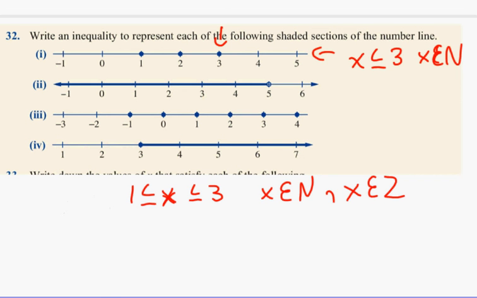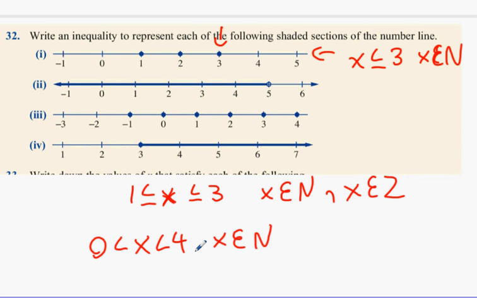Everybody happy with that? Anybody can think of even a different answer again? I have another way of doing it. Anybody care to tell me how? 0 less than x less than 4, x element n. Does that work?